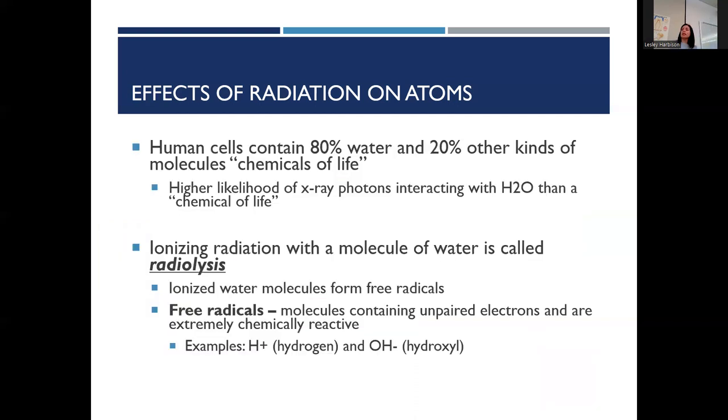Okay, so the effects of radiation on different cells. Human cells, we remember this from biology, we're mostly made up of water, right? So if an X-ray photon comes in and interacts with a cell, most of the time it's going to be interacting with the water part of the cell, because that's 80%. There's a little bit of nucleus with DNA and all these important components, but most of what the X-ray photon will interact with is going to be water. So human cells contain 80% water, 20% of other kinds of molecules.